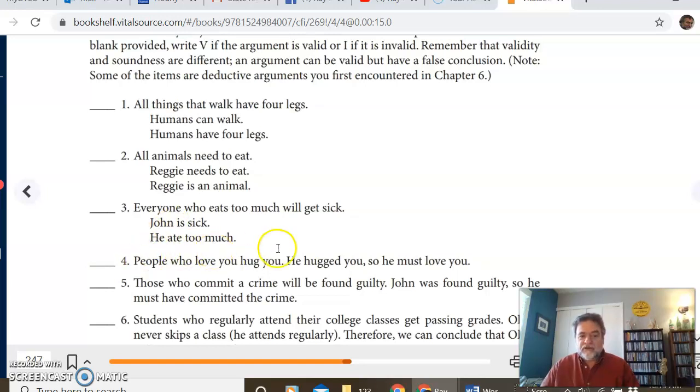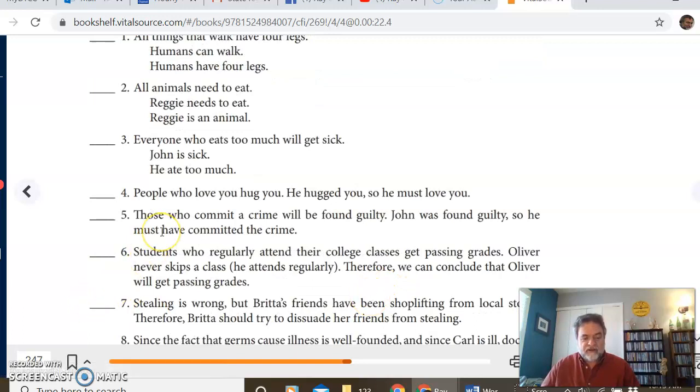People who love you hug you. He hugged you, so he must love you. That is invalid. Remember that on a Friday night, especially if you've been over imbibing. Just because somebody hugs you doesn't mean that they love you. Okay. Number five, those who commit a crime will be found guilty. John was found guilty, so he must have committed a crime. That is invalid. It's saying that those who commit a crime will be found guilty. The syllogism is limiting it to that. It's not saying those who are guilty must have committed a crime.